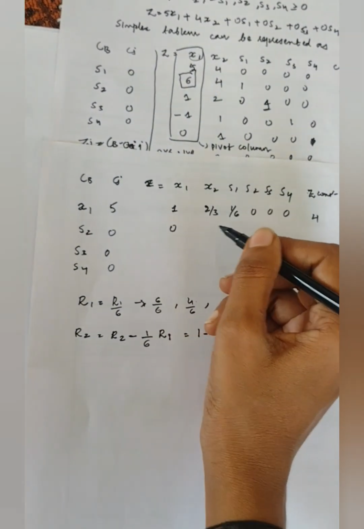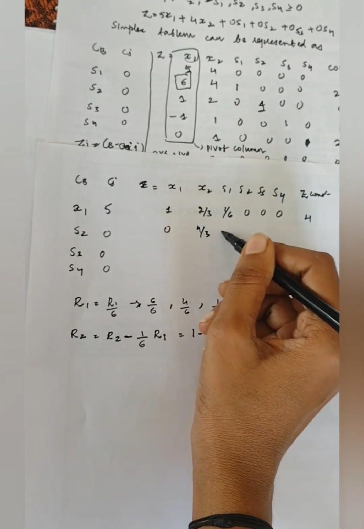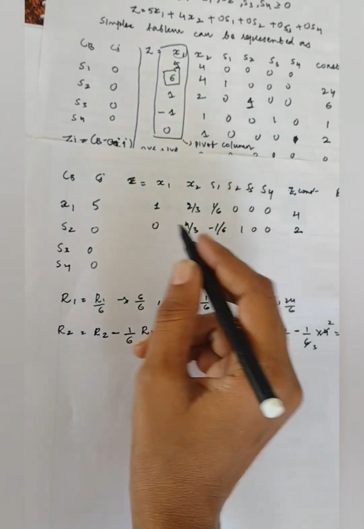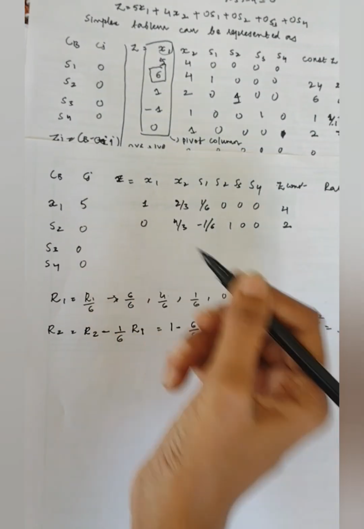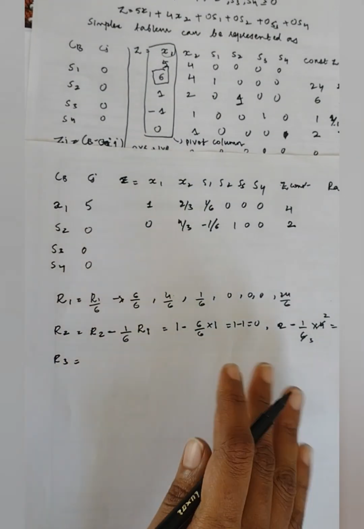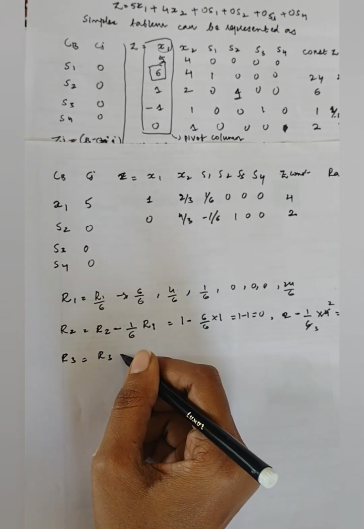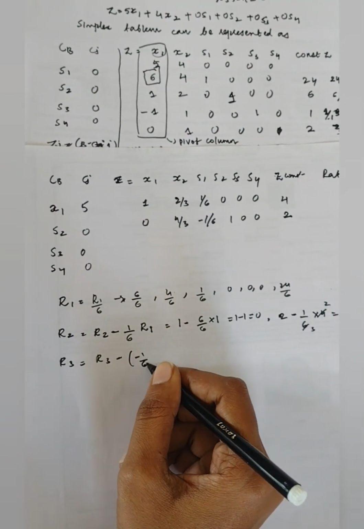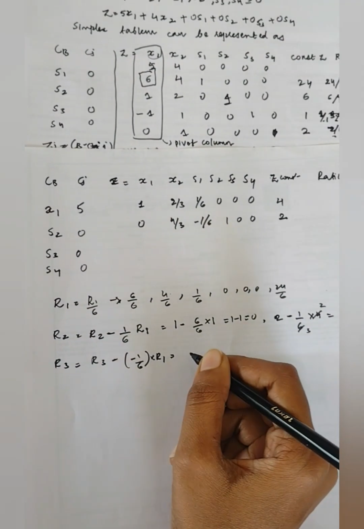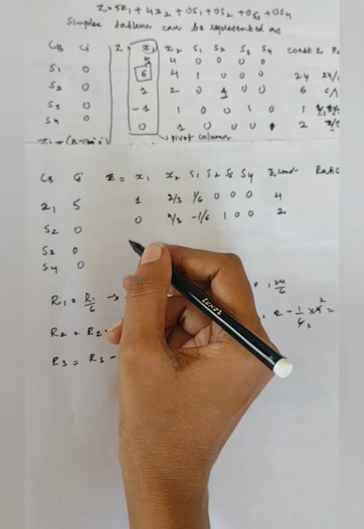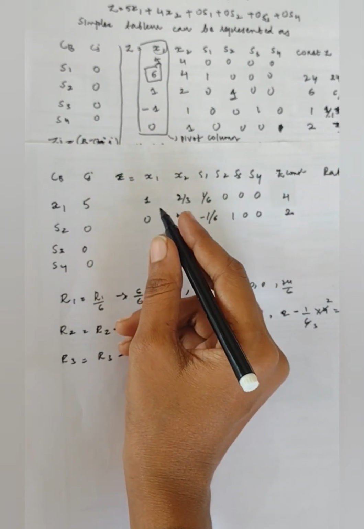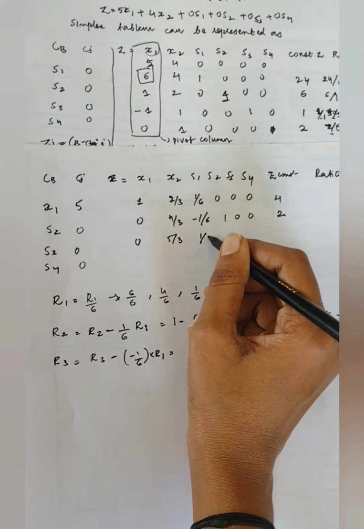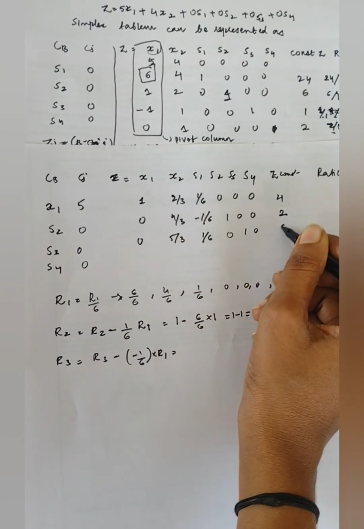I hope you are getting this. This is 4 by 3, same as usual, 1 by 6, 1, 0, 0, 2. Same, this is like R3 is now R3 minus 1 by 6 into R1. This is the formula to apply for the third row, and this will be like 0, 5 by 3, 1 by 6, 0, 1, 0, 5.